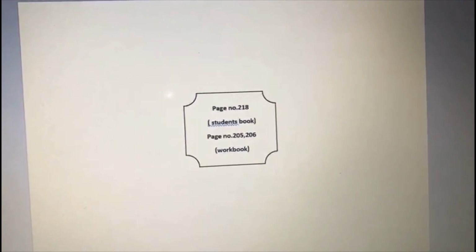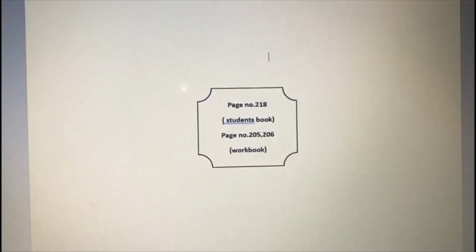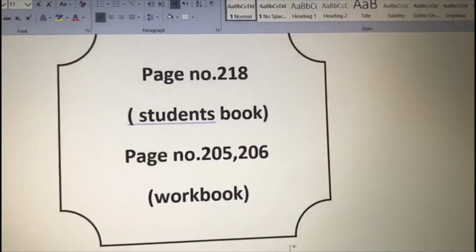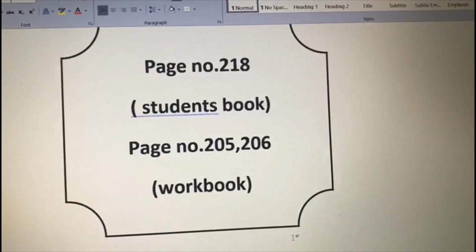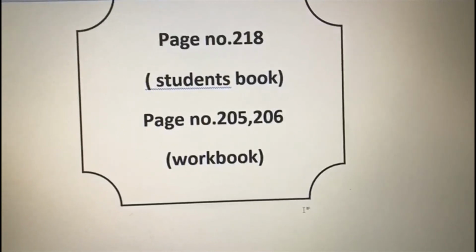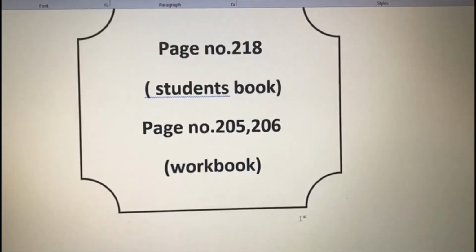Now you have the homework. This is from page number 210, 218 from the student's book, and page numbers 205 and 206 from the workbook. It's very easy, that's why I'm giving 3 homeworks. It's very easy to do, right?